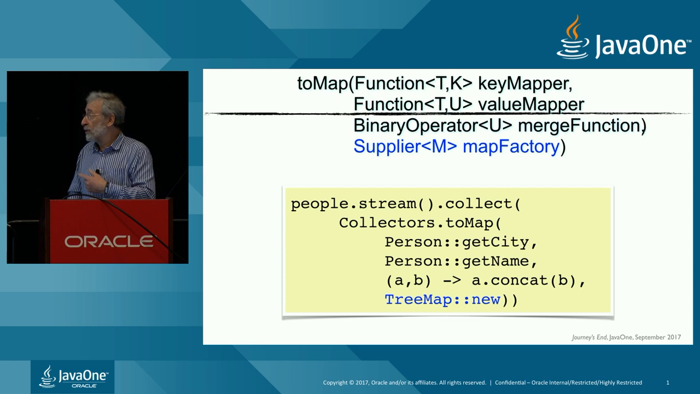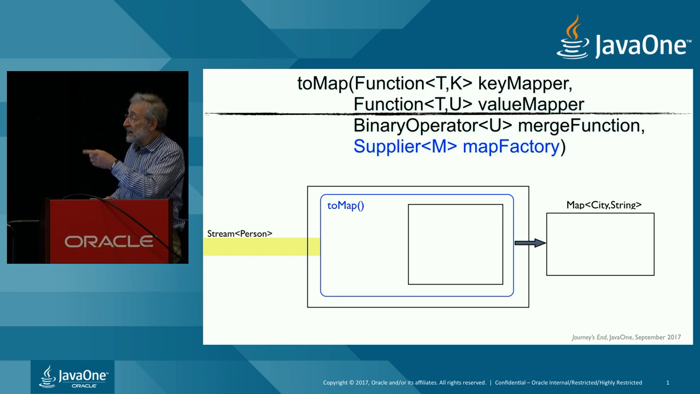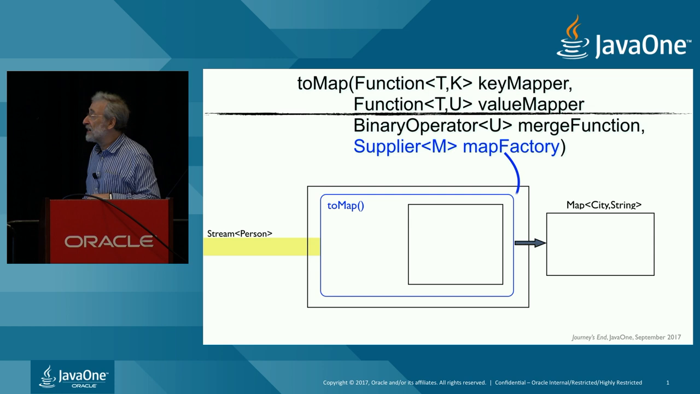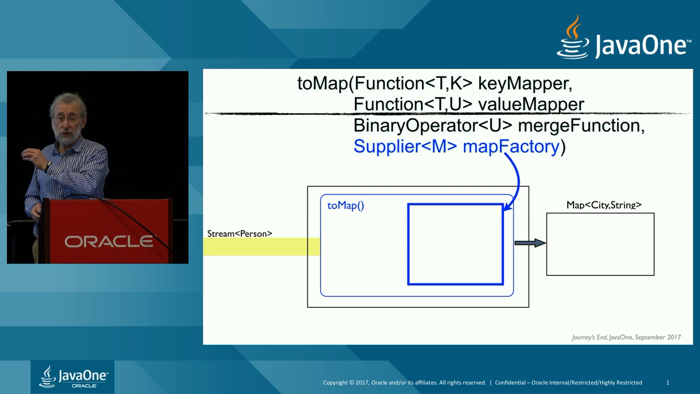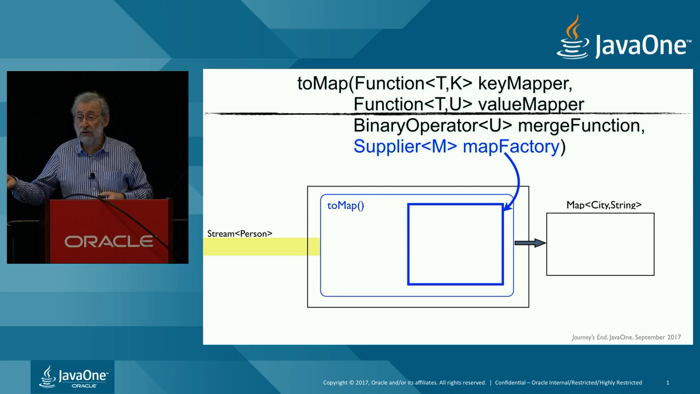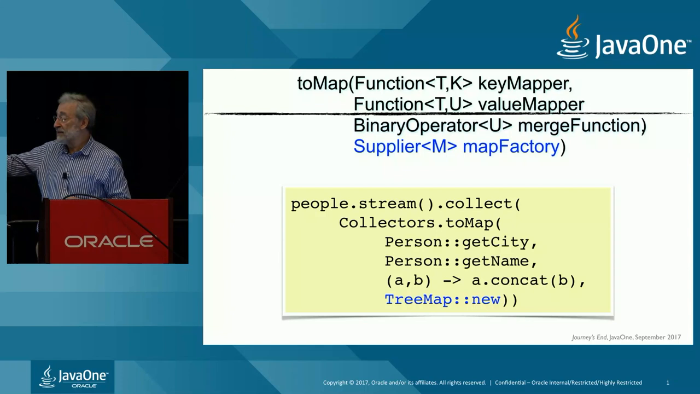So what about this map factory? Well, I haven't got an animation for this, but the idea is that it works in exactly the same way as the previous map example. But in this case, you are telling the collector what to use as the container that it's collecting into. It will call the supplier that you provide. In this case, the supplier we gave was the parameterless constructor of TreeMap, and so it will call that, get a TreeMap, and use that as the box that it's going to collect into.